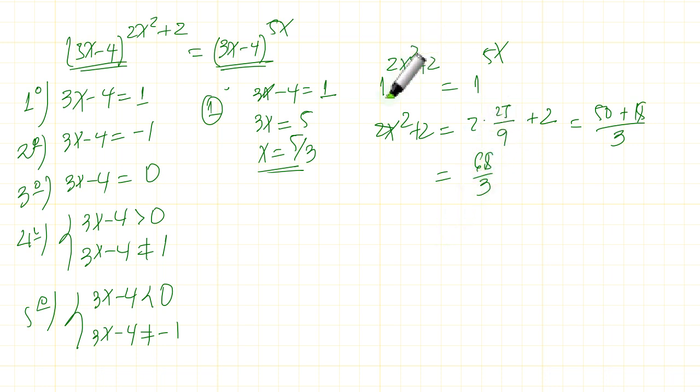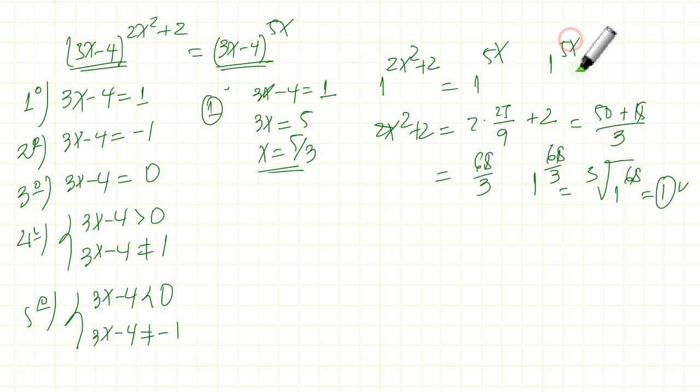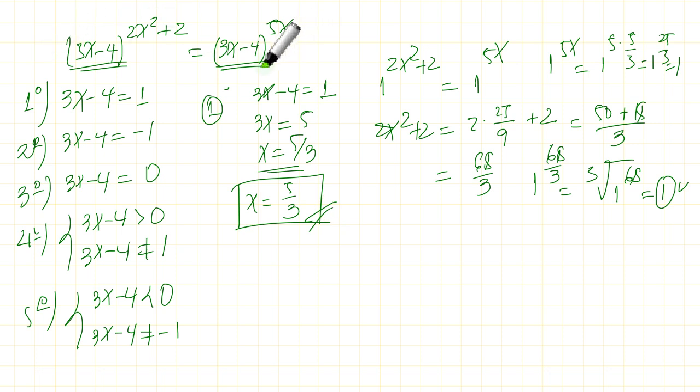So we would have here 1 to the power of 68 divided by 9, which means the ninth root of 1 to the power of 68, and this is 1, so this is correct. And 1 to the power of 5x, we will have 1 to the power of 5 times 5 over 3, so 1 to the 25 over 3, and this is 1. So if this works, it means that x equals 5 over 3 is a solution for our equation.